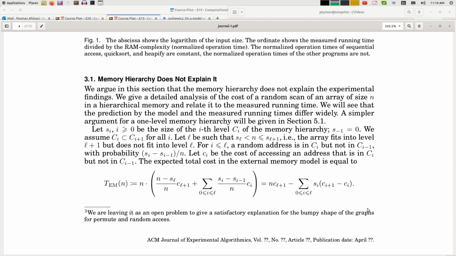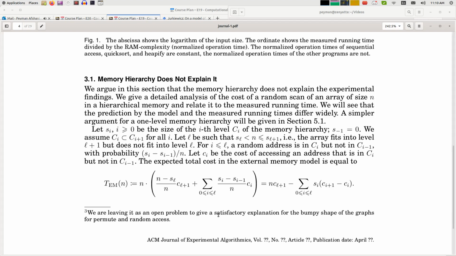In the next section of the paper, they tackle the issue of whether or not the cache hierarchy explains the results that they see. In this section, they argue that the cache hierarchy does not explain this. To do that, they give a detailed analysis of the cost of a random scan in an array of size n in a memory hierarchy, and they try to relate it to their measured running times. Okay, so how do they do it?